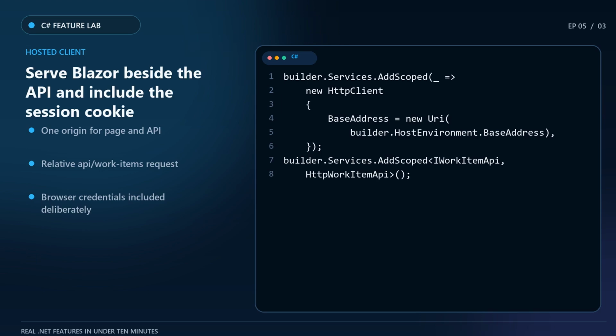The host serves Blazor framework files, static assets, and a fallback to index.html after the API endpoints are mapped. A real host test requests the form route and proves that the Blazor boot script is present.